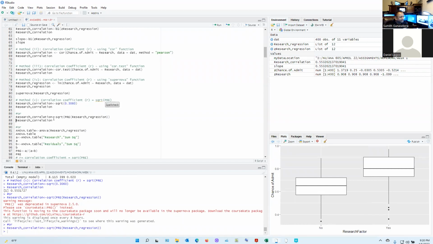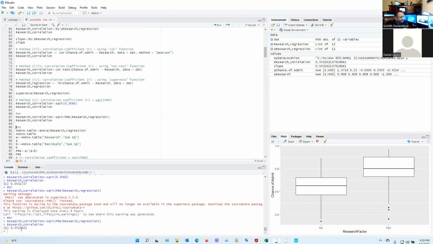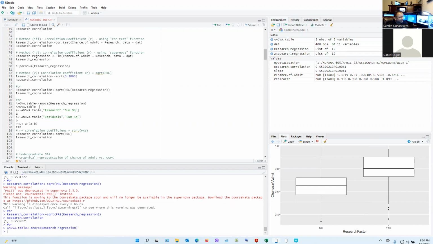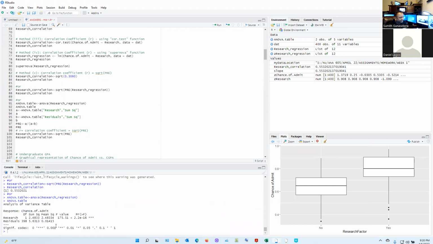If it doesn't work, then take the square root of that, which is 0.5532. Or I'm going to go ahead and get the ANOVA table for that regression, not the supernova, and call it ANOVA.table. Look, it is missing the last part for the total. That's okay. I really need to go to the ANOVA.